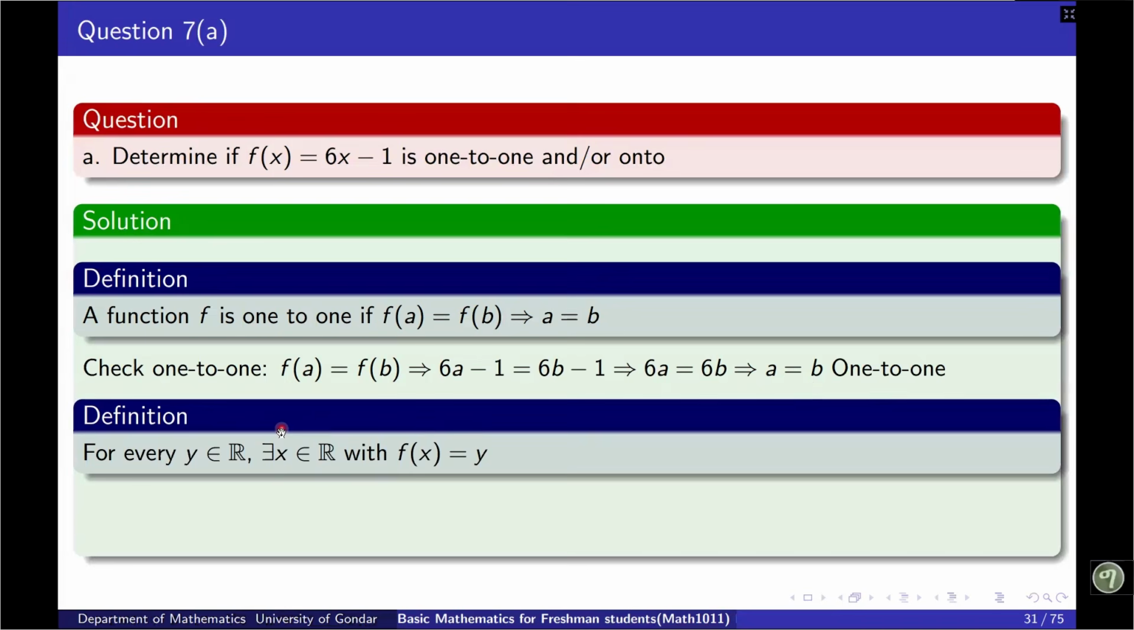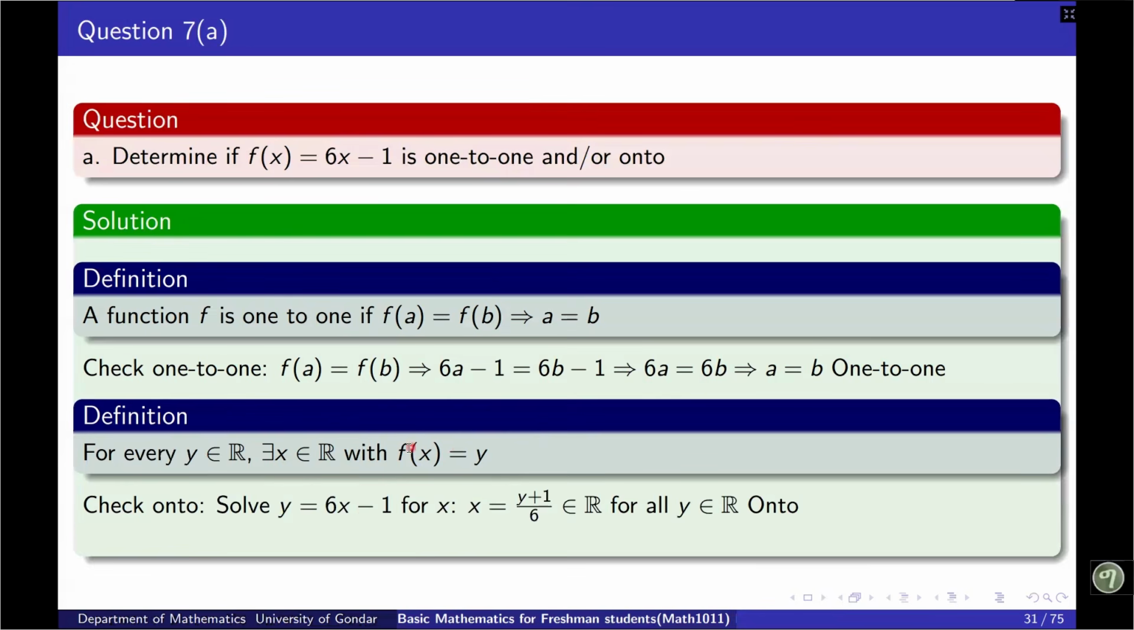Similarly, for ontoness, for every y which is an element of R, that is the codomain, if there exists at least one x which is an element of R, with f of x equal to y, then the function is said to be an onto function.